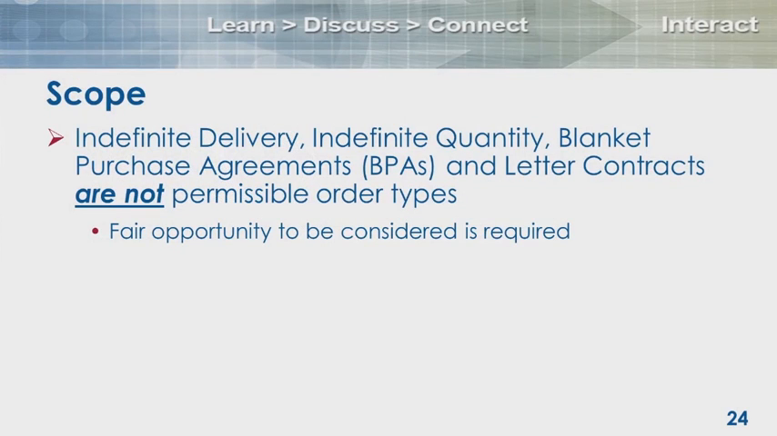Indefinite delivery, indefinite quantity, blanket purchase agreements, known as BPAs, and letter contracts are not permissible order types because these GWACs are already IDIQs. So you cannot have an IDIQ and then a task order that is an IDIQ also, okay? Remember, fair opportunity is required.